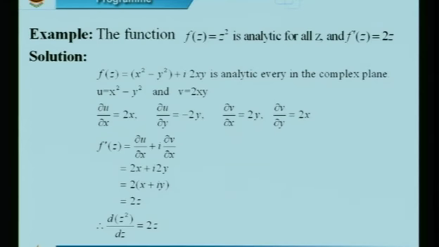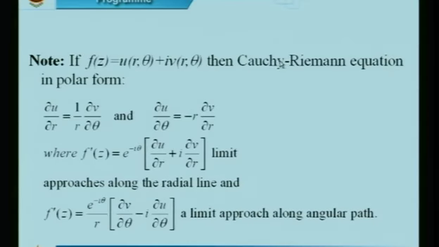So, that gives a simple example. This is similar to what I have done in the previous examples. For z square, you know that if f of x is equal to x square, then f dash x is 2x. Here also we can get that same function.